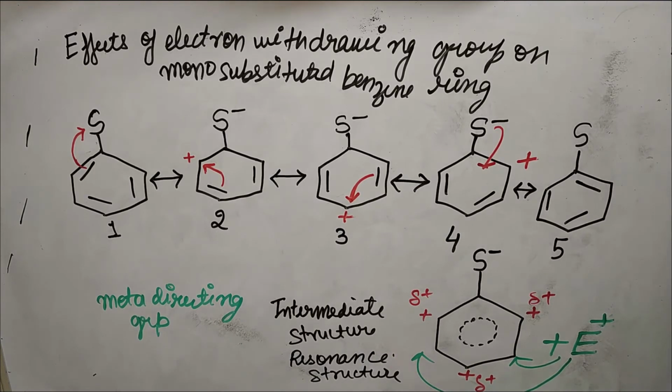So we will get a meta substituted product if an electron withdrawing group is there, and that is why they are known as deactivating groups, and they decrease the reactivity of the benzene ring. So we can say that deactivating groups are meta directing groups. It means electron withdrawing groups are deactivating groups and they are meta directing groups. So now you can understand why some groups behave as ortho para directing and some groups as meta directing. Now we are going to discuss the effect of substituents with more examples.